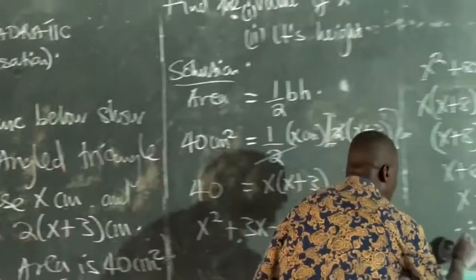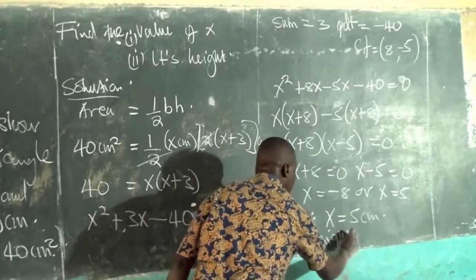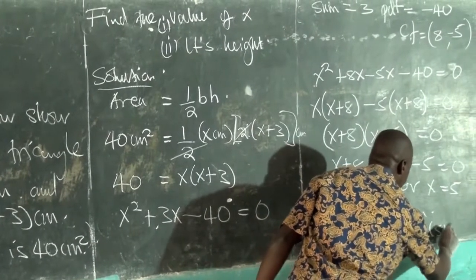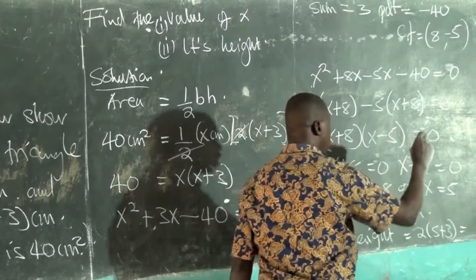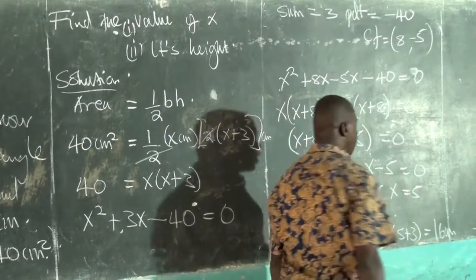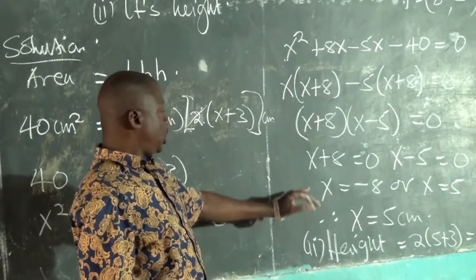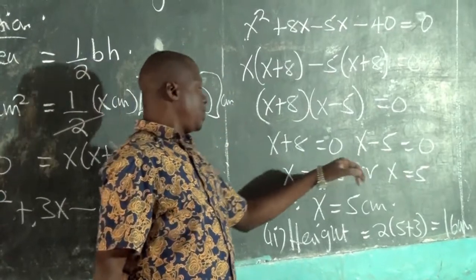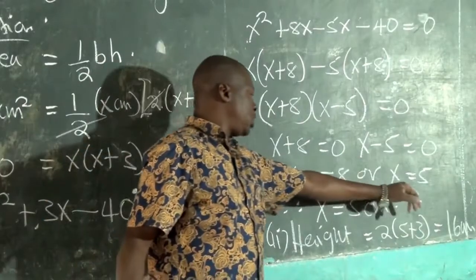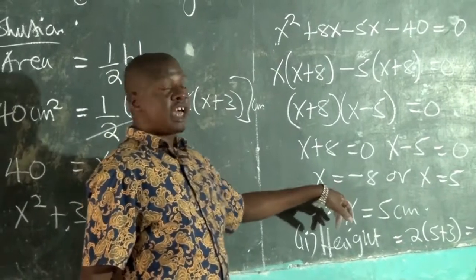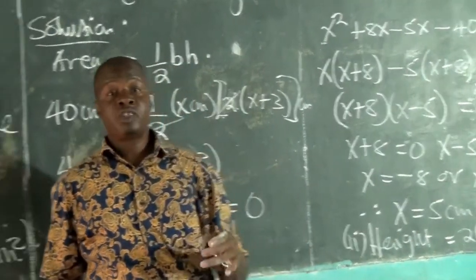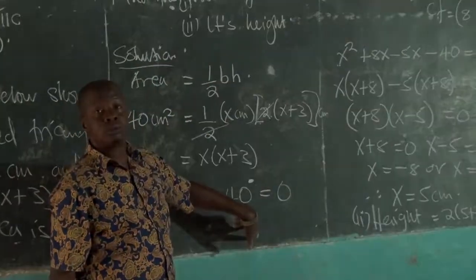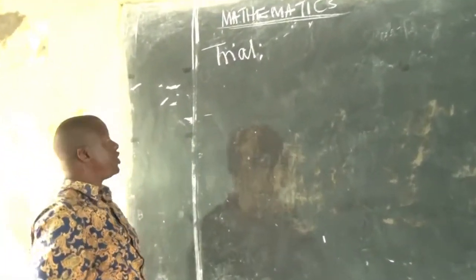So we say that the height is 2 into 5 plus 3. Our height is 16 centimeters. Note this. We have two values of x. The one is negative, another one is positive. But we shall leave out the negative one, because we don't have a negative distance. Try it out during your free time.